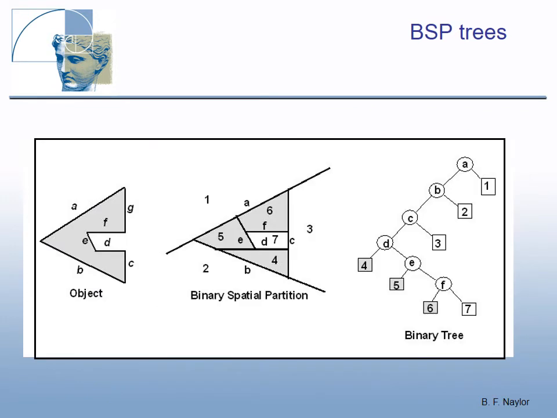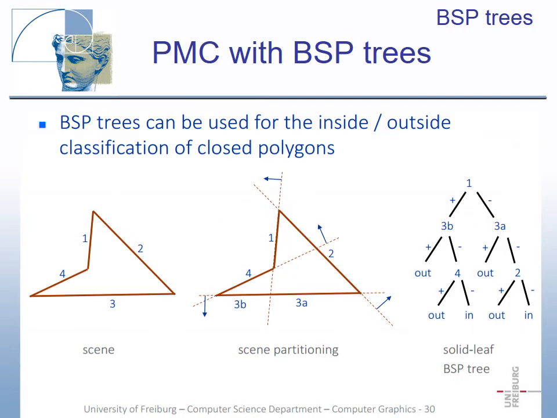This is another example of a BSP tree of the concave polygon shown at the right. The data structure requires only 6 half-plane nodes corresponding to the sides of the polygon. BSP trees can be used for inside-outside classification of closed polygons. To do so, we, of course, need to construct a BSP tree for a given polygon first.